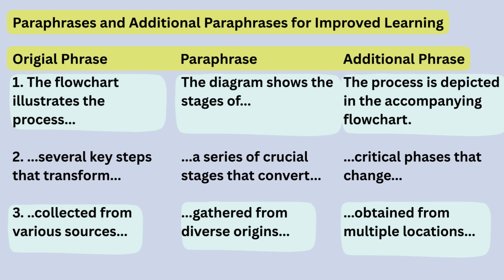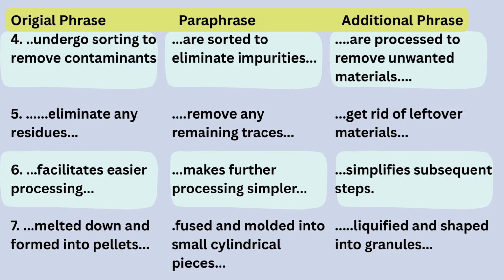3. Collected from various sources. Gathered from diverse origins. Obtained from multiple locations. 4. Undergo sorting to remove contaminants. Are sorted to eliminate impurities. Are processed to remove unwanted materials. 5. Eliminate any residues. Remove any remaining traces. Get rid of leftover materials. 6. Facilitates easier processing. Makes further processing simpler. Simplifies subsequent steps.